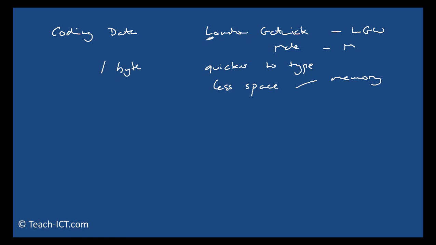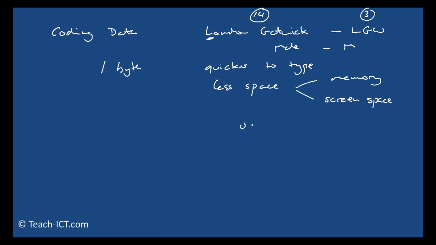So London Gatwick is going to take 6 with a space, that's 7, and then a further 7. London Gatwick would take up 14 bytes of memory. LGW would only take up 3. So you can say that coding data is important because it reduces the amount of physical memory required in the computer to store the information. But also, if you have an online form and you're coding things in, you can make the boxes smaller, so less screen space is required when you encode data as well.